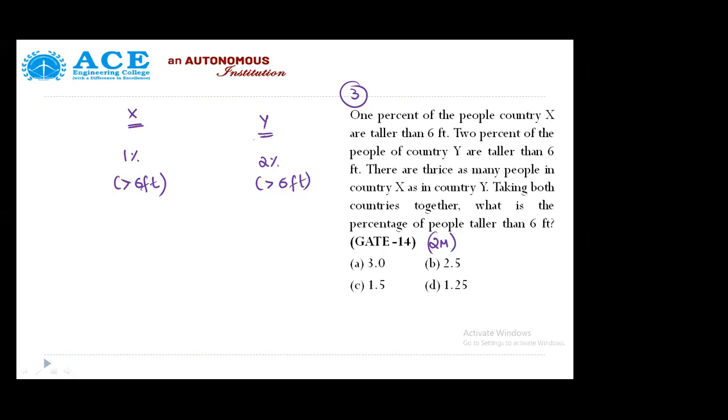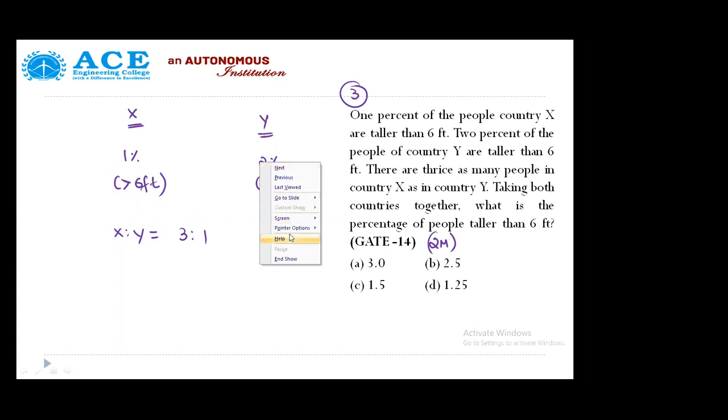One percent, 2%. Now here, there are thrice as many people in country X as in country Y. In country X, there are thrice as many people compared to country Y. If only one person is there in country Y, 3 people are there in country X. That's what thrice means, 3:1. Now they're asking what the overall figure is together.